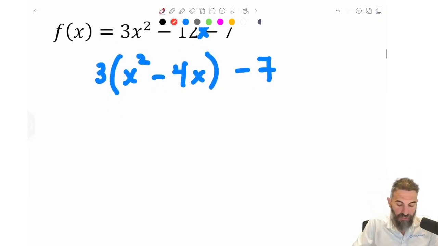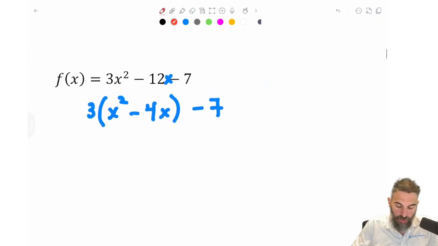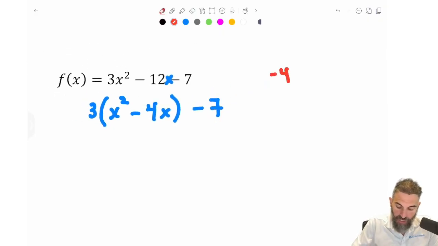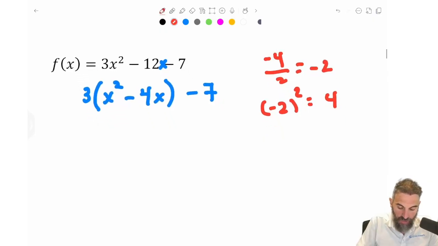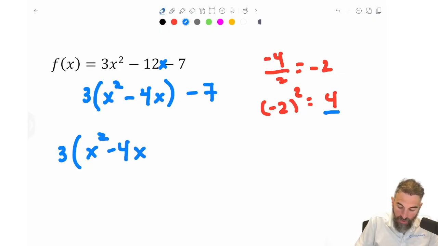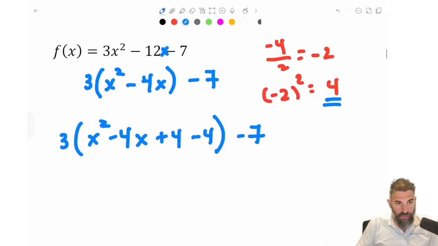Now you want to start completing the square. So what did we do before? We take that value, that minus 4, cut it in half. That gives us minus 2. Then we want to take that number minus 2 and square it. That gives us positive 4. So same thing we did before, okay? 3 times x squared minus 4x. And now we're going to add 4 and take away 4.